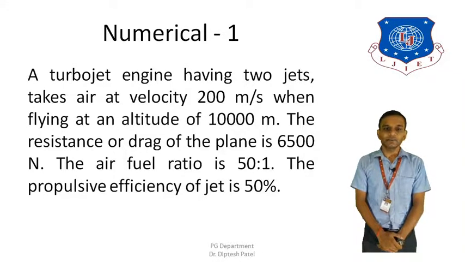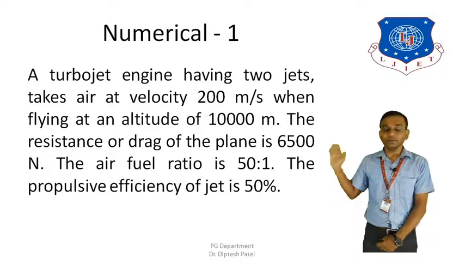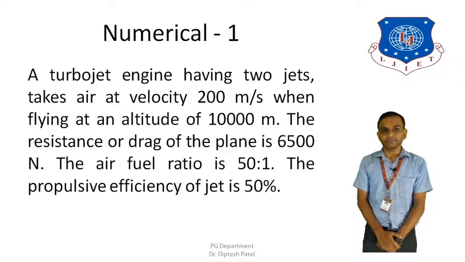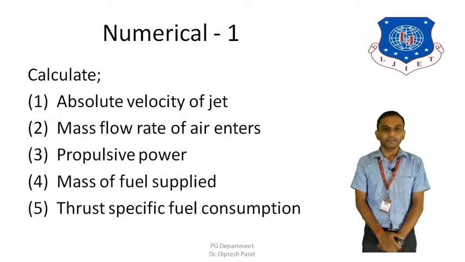The air fuel ratio is 50 to 1. Now we know that the air fuel ratio for aircraft is very high. So here it is given as 50 to 1, means 50 amount of air and 1 amount of fuel is required for the combustion in the engine. The propulsive efficiency of the jet is also given to us, and that is 50%. So eta P is given to us, and that's 50%.